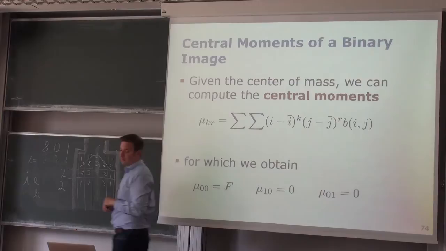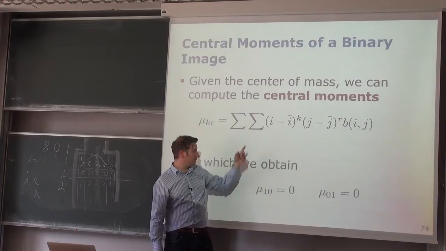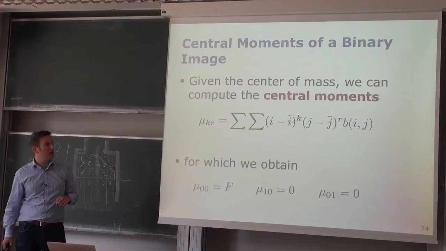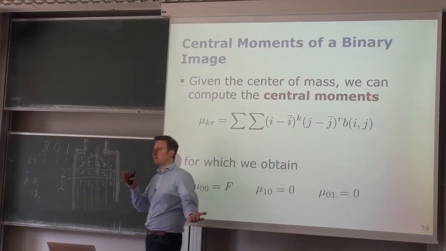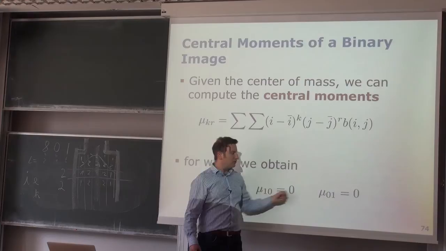And of course, the mean over those. If I set either k or r to 1, for example k to 1 and r stays 0, I just count how many pixels are left of the center of mass and how many pixels are right of the center of mass, and this should be 0, right? Because if I know the center of mass, the number of pixels right of the center of mass and left of the center of mass should be the same. So this actually turns out to be 0 for x and y.